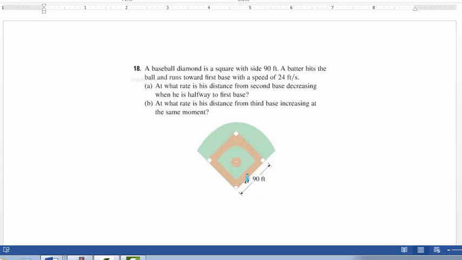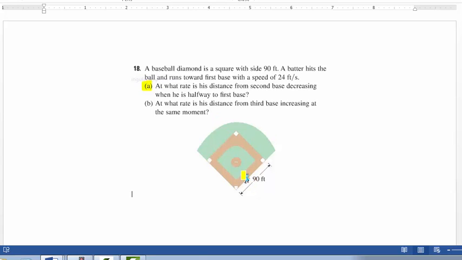Alrighty, so here we go with some more related rates problems from our textbook. Number 18 from section 4.1. A baseball diamond problem. A baseball diamond is a square with sides 90 feet. A batter hits the ball and runs toward first base with a speed of 24 feet per second. At what rate is his distance from second base decreasing when he is halfway to first base?